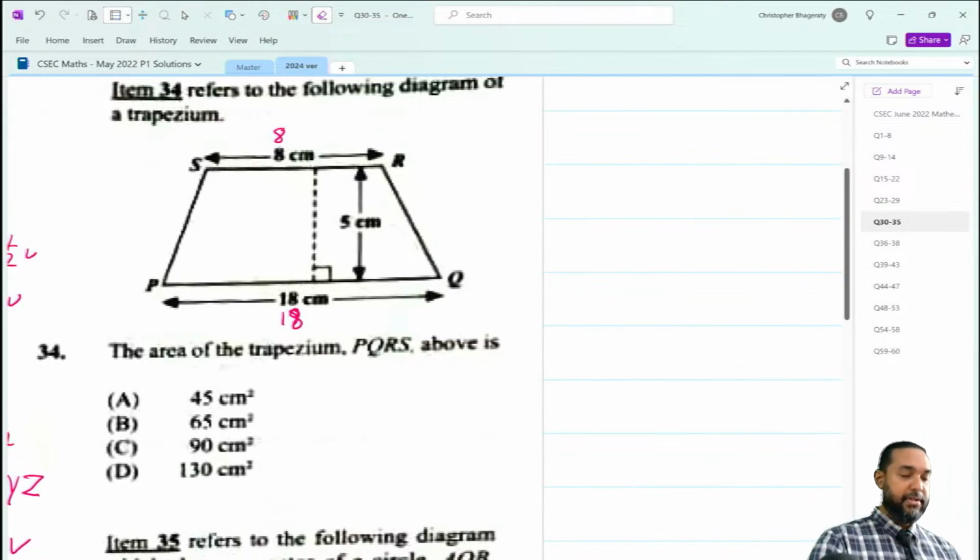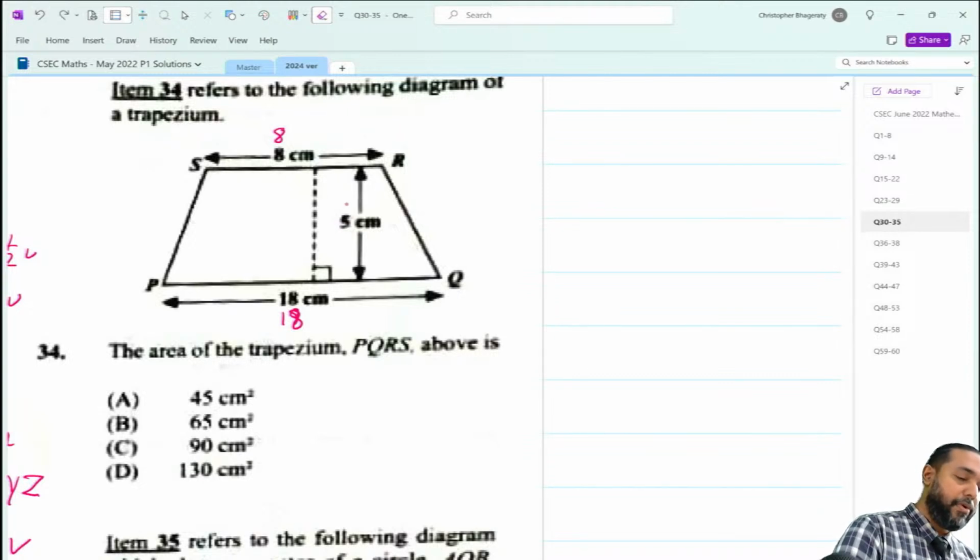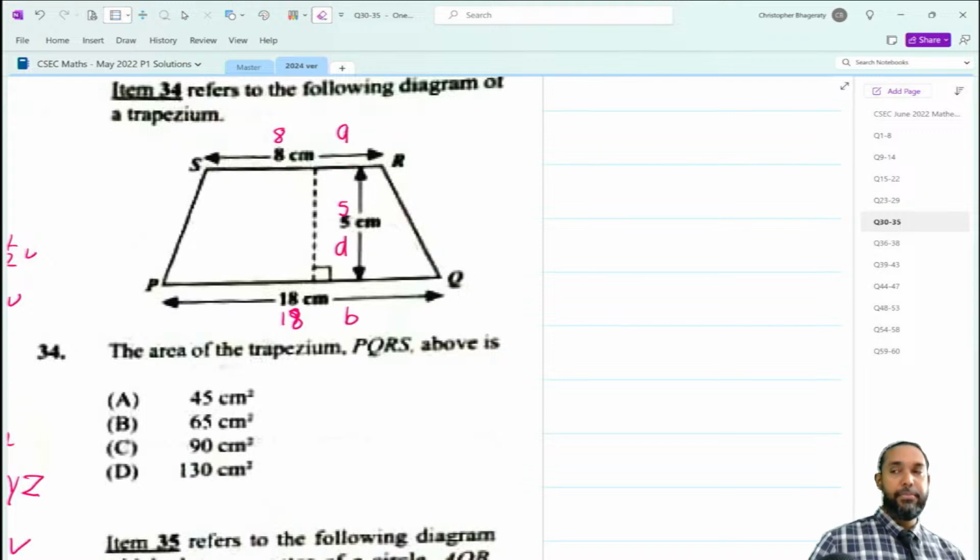Right, that's 8 and 18, and this is 5, right? 5. Right, now let's call this side A, let's call this side B, and we'll call this perpendicular distance between the two parallel sides, right? So A and B are the two parallel sides of a trapezium, right? A trapezium, by definition, is a quadrilateral with one pair of parallel sides which are opposite to each other, right? So we'll call those sides A and B, and the perpendicular distance between them, we'll just note it as D.